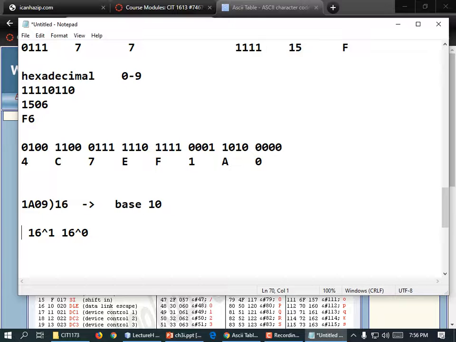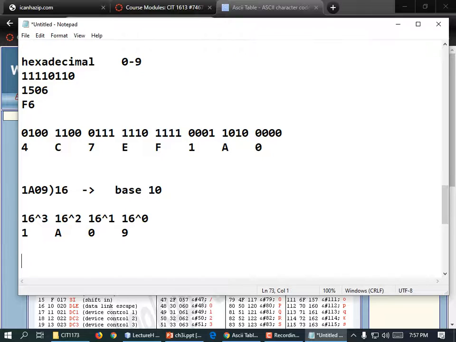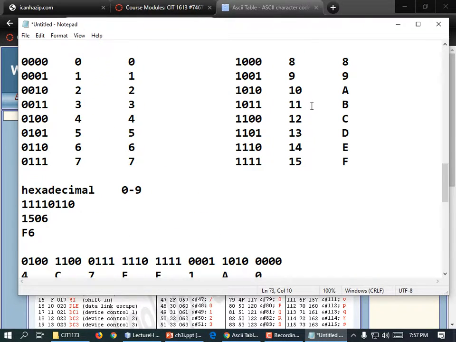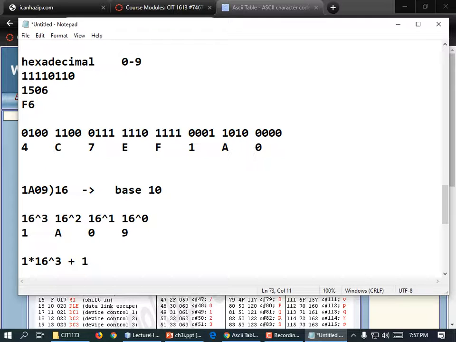And then the next place is 16 to the power of 2. And the next place is 16 to the power of 3. So if we have the 1A09, that means 1 times 16 to the power of 3 plus A, and what did we say that an A was? It's a 10. So 10 times 16 to the power of 2 plus, how many powers of 1 do we have? We don't have any, right? It's 0.